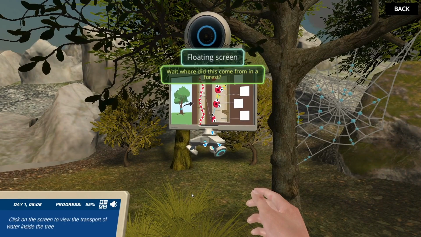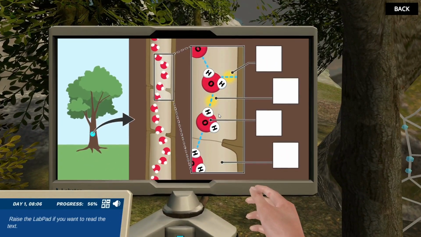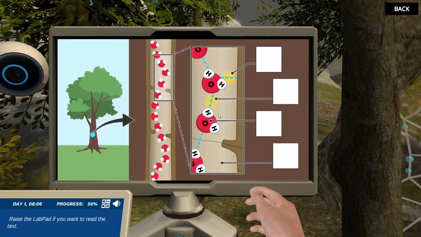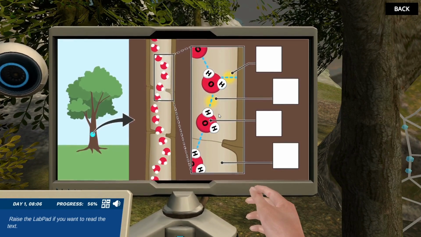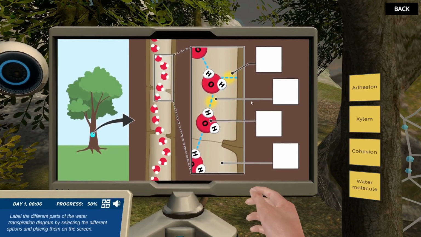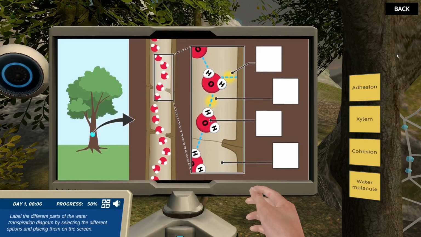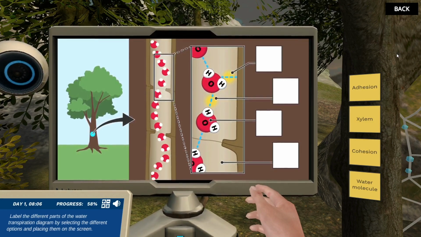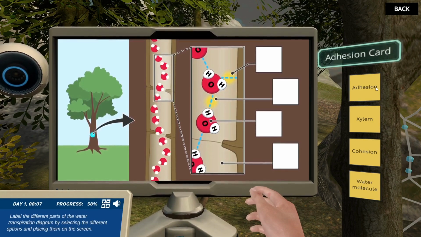Click on the screen to view the transport of water inside the tree. On the screen you can see how the water molecules move up the xylem in this tree. Do you think you can name the different parts of this process? Label the different parts of the water transpiration diagram by selecting the different options and placing them on the screen.